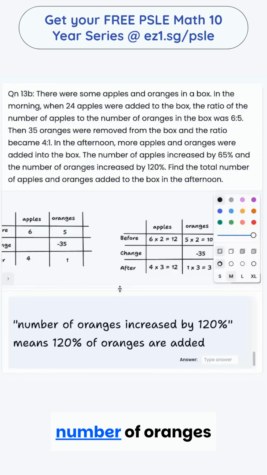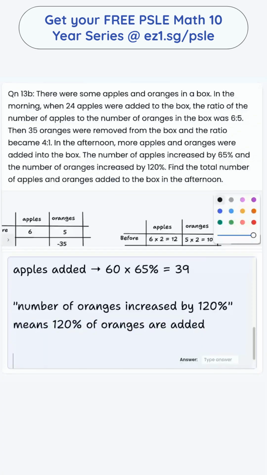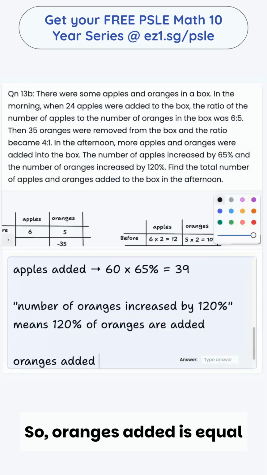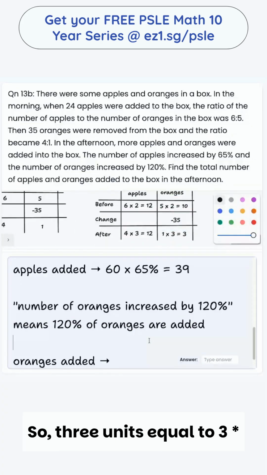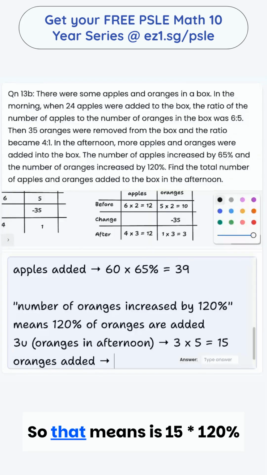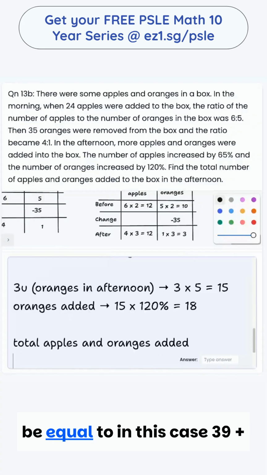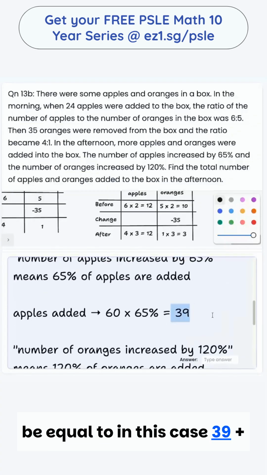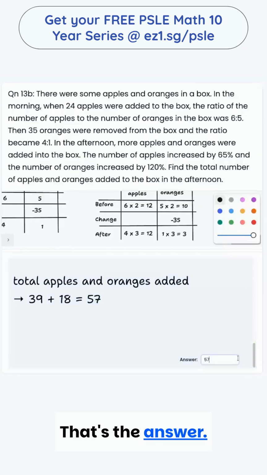And the next part is the number of oranges increased by 120%. That means 120% of oranges are added. So oranges added is equal to, we need to know how many oranges there are at the end, which is 3 units. So 3 units equal to 3 times 5, which is 15 oranges. So that means it's 15 times 120%, and this will give us 18. Therefore, total apples and oranges added would be 39 plus 18, which is equal to 57. Okay, there you go. That's the answer, 57.